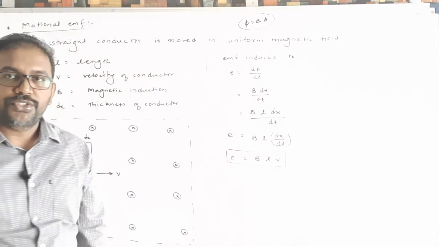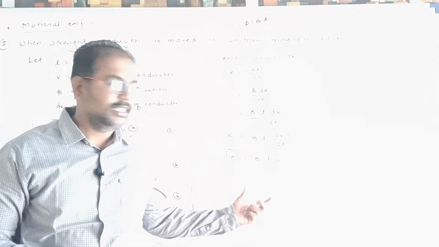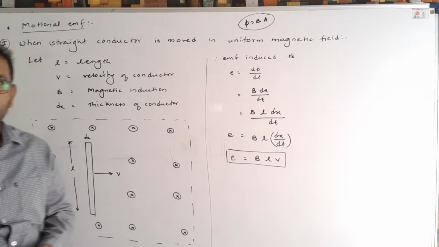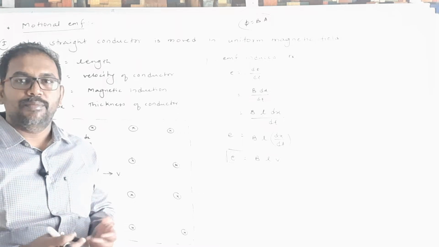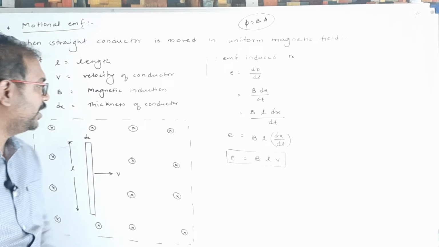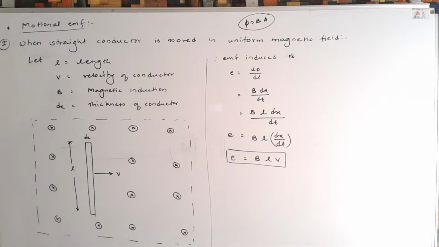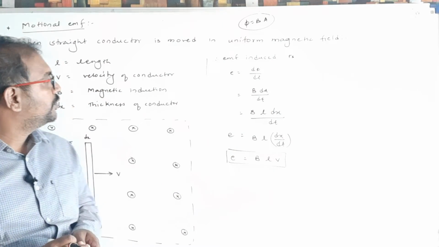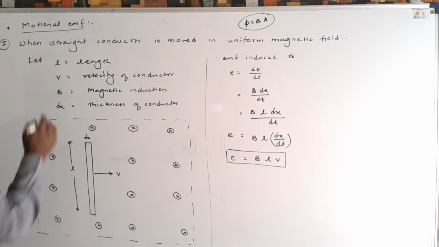So EMF induced in a straight conductor is BLV. Remember this formula very well from the problem point of view. A problem may be asked where a straight conductor whose length is given is moved in uniform magnetic field of induction B, and then we have to find out the EMF induced, then we can use this formula. I hope you understood. Now the second case we have to discuss here.